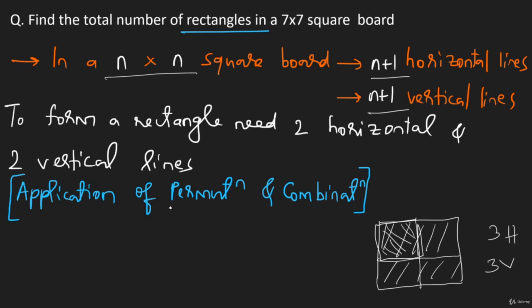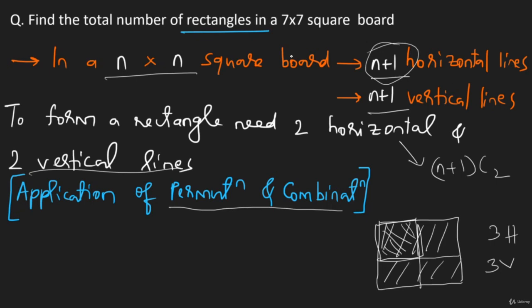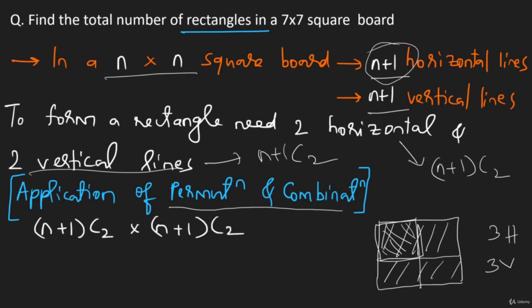Now, you can see more on this in sections on permutation and combination. If you want to select 2 out of n plus 1 items, that's equal to n plus 1 C2. So selecting 2 horizontal lines from n plus 1 horizontal lines is nothing but n plus 1 C2. Similarly, selecting 2 vertical lines from n plus 1 vertical lines is nothing but n plus 1 C2. Therefore, the answer to this question is n plus 1 C2 into n plus 1 C2.